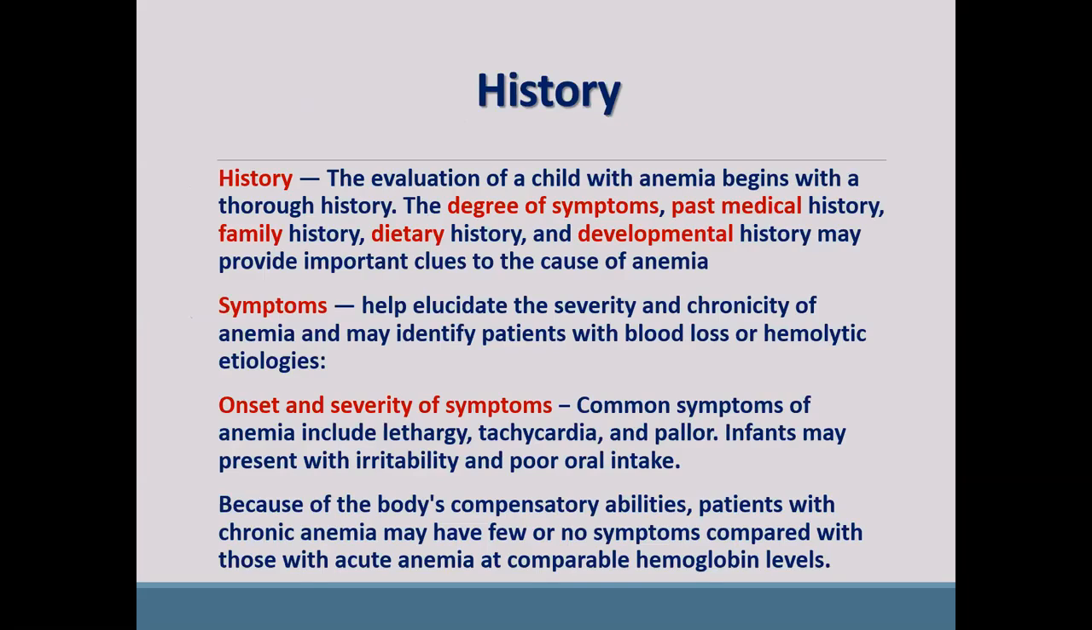Now we concentrate on points related to the history. The evaluation of a child with anemia should begin with a thorough history, which covers the degree of symptoms, past medical history, family history, dietary history, and developmental history. All these provide important clues to the cause of anemia. First, we start with the symptoms, which help elucidate the severity and chronicity of anemia and identify patients with a blood loss or hemolytic etiology.